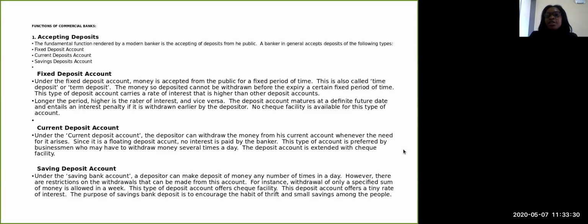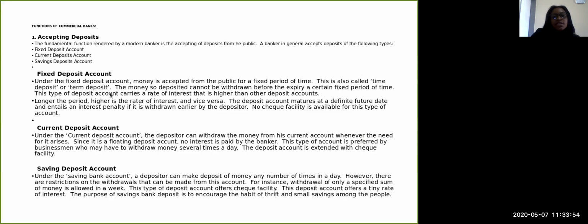A banker in general accepts deposits of the following types. So we have three types. The first one is fixed deposit account. The second is current deposit account, and the last one is savings deposit account. So we'll look at these three deposit accounts in detail. The first one is the fixed deposit account.